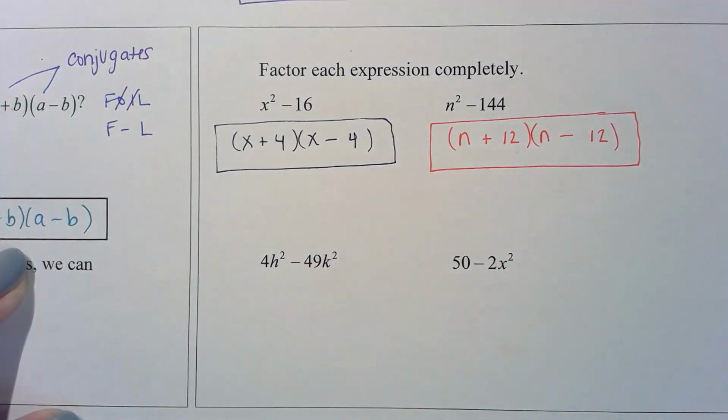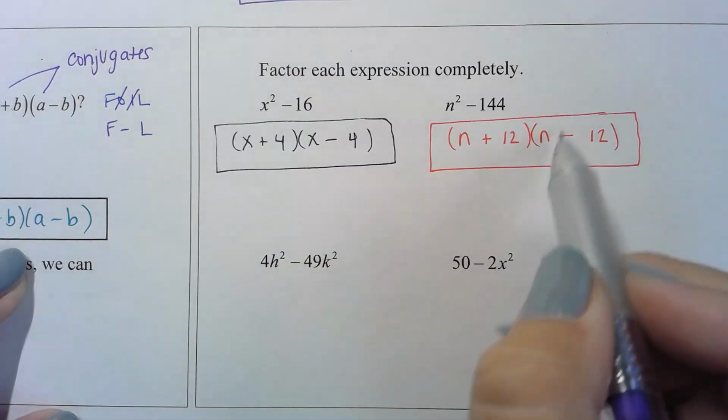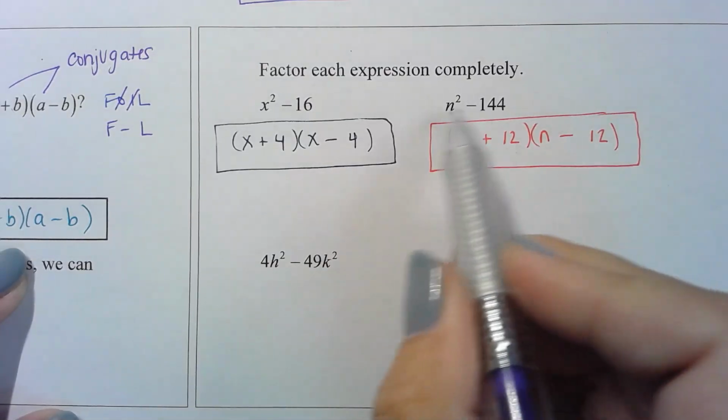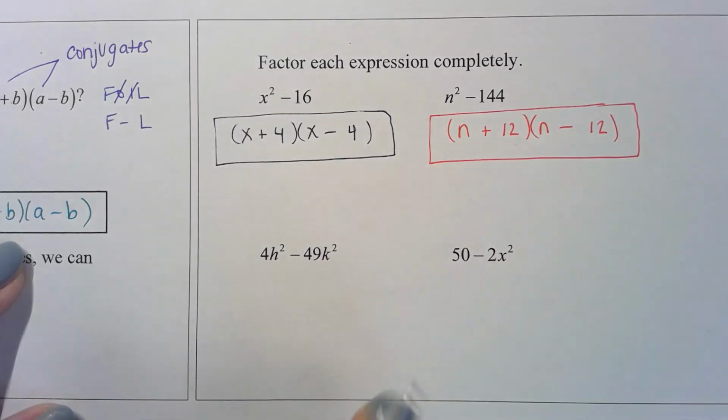Now, the best thing about factoring is that you can check by multiplying it out. I'm not going to, but you can do FOIL and see that you get right back to here. All right, let's take a look at the next one.